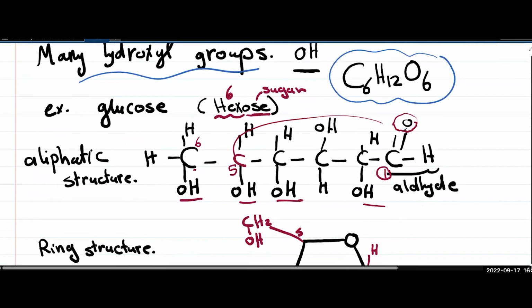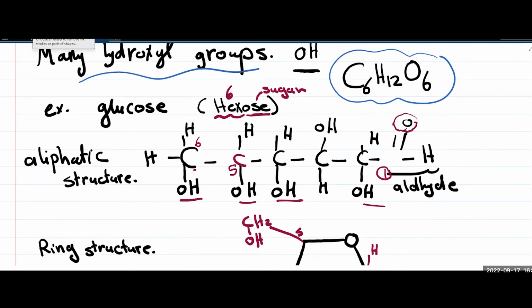And if I draw them as a straight chain, it will be like that, right? 6 carbons bonded to each other: 1, 2, 3, 4, 5, 6, each one bonded to a hydroxyl group, as you see. And carbon number 1 has a functional group called aldehyde. Why is it called a functional group? Because if it reacts, it will depend on the presence of that group, because it's characteristic for the whole molecule. Okay, glucose can be found as an aliphatic structure or straight chain like that.